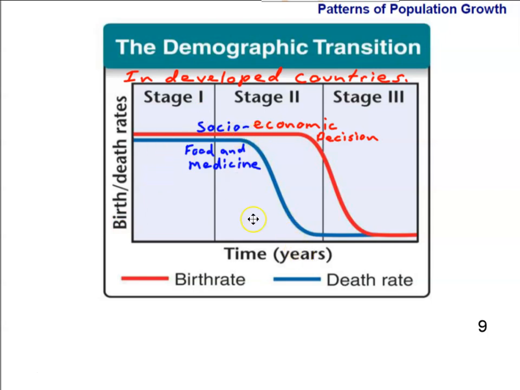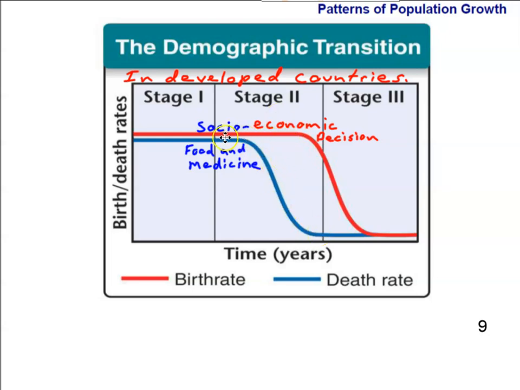So what we're looking at here is birth rate and death rate, birth rate being the red line and death rate being the bluish line. And the idea is in stage 1, both the birth rate and the death rate are high. But then in stage 2, the death rate decreases, and the birth rate remains relatively the same, so that means the population is growing. And what I'm suggesting is responsible for that, in part anyway, is the availability of food and medicine, so infant mortality would decrease, so the death rate goes down, and the population is growing.